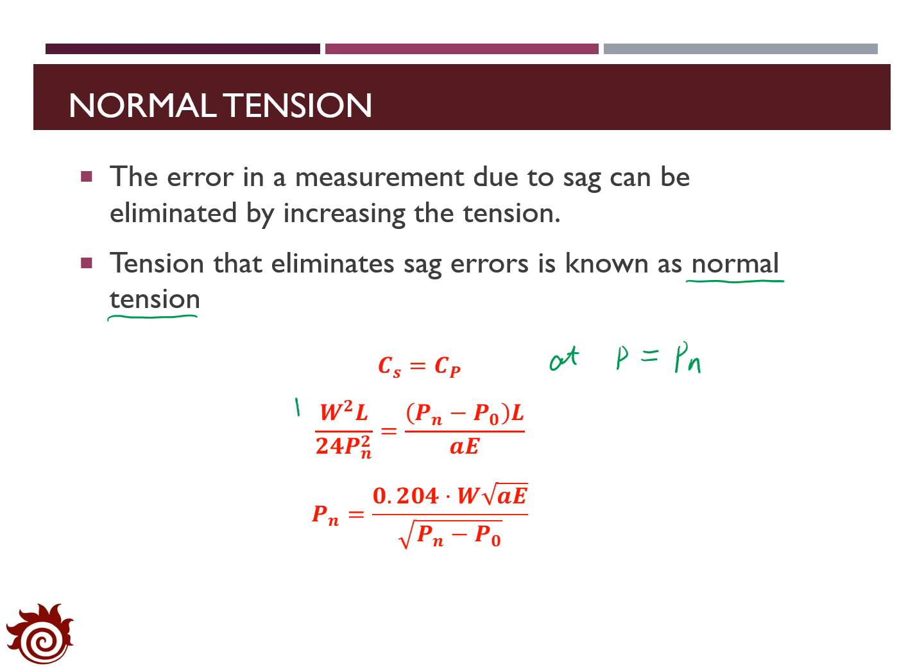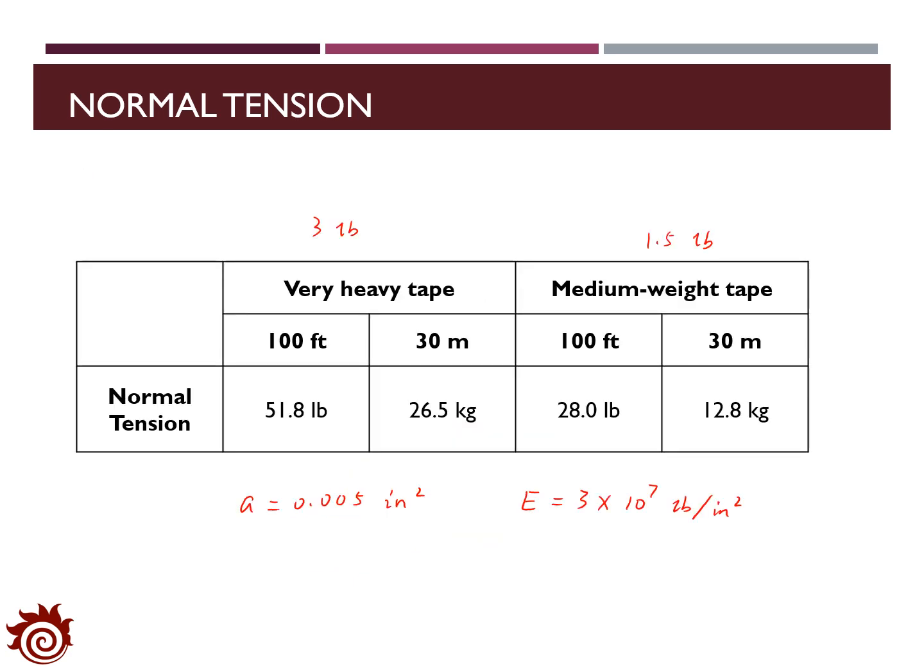We know that CS is W squared times L over 24 Pn squared. And CP is Pn minus P0 times L over A times E. Solving this equation, we can get the expression for the normal tension as 0.204 times W times square root of A times E over the square root of Pn minus P0. The equation of the normal tension is actually really hard to solve. So usually we will be given the normal tension for different types of tapes.